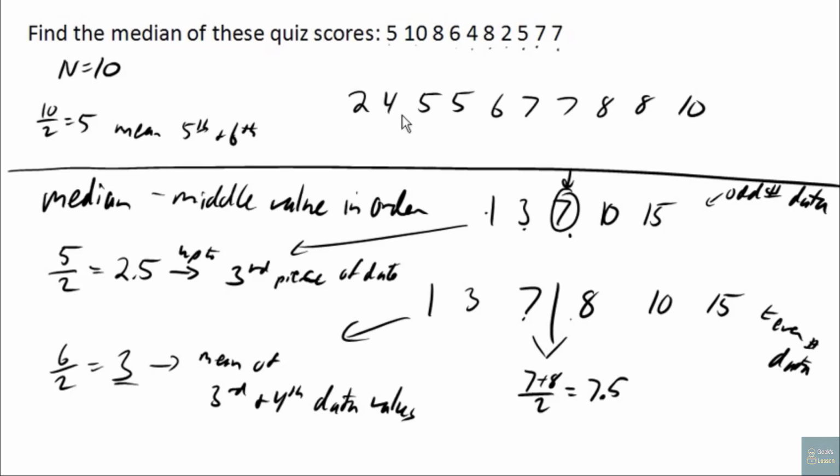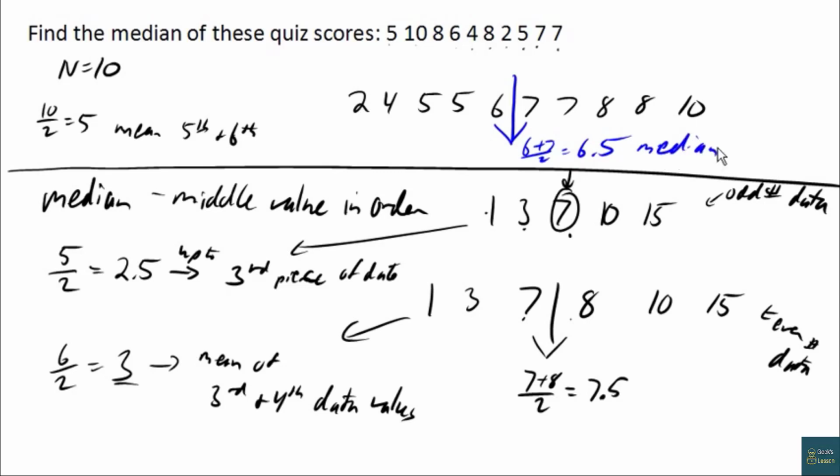Good. And really you can see that this point here splits the data in half. This is the 1, 2, 3, 4, fifth piece of data. So the fifth and the sixth piece of data here we need to find the mean of. 6 plus 7 divided by 2 is 6.5, and so that is our median of this data.